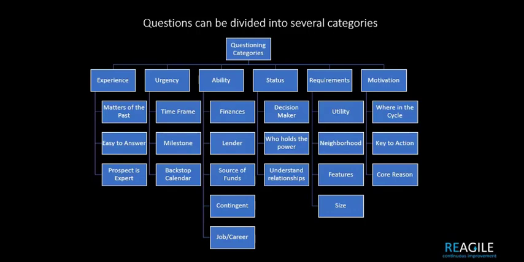Motivation is, where are we in the cycle? Like, what are the keys to action and what is the core reason? What would be the core reason for you to go forward? It's not always easy to find that core reason, but there is a dominant motivating reason that will cause people to go forward with the transaction.